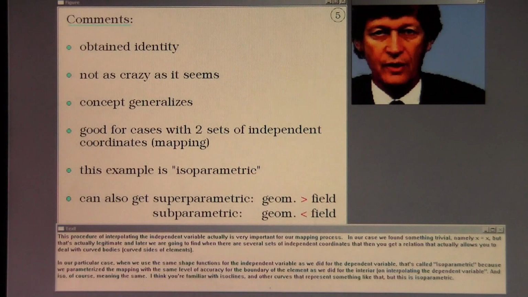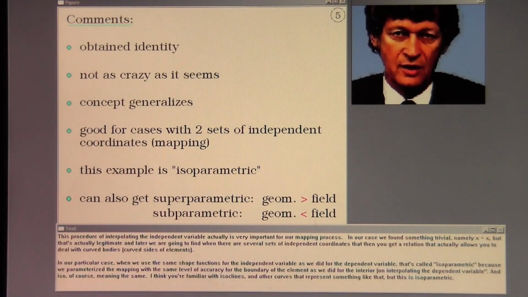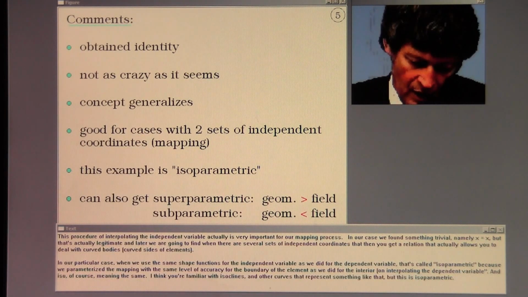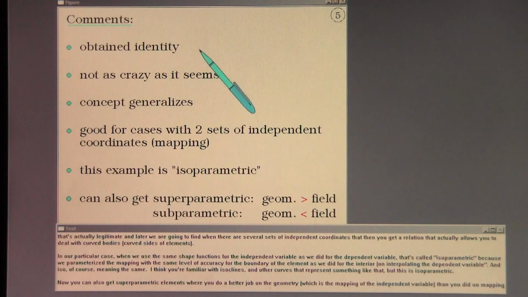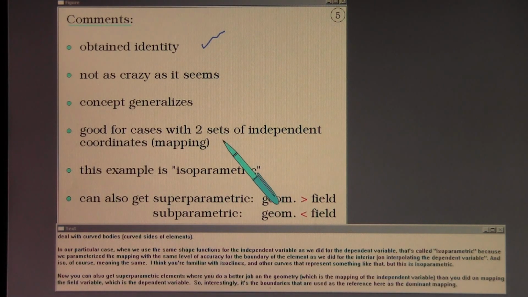This procedure of interpolating the independent variable actually is very important for our mapping process. In our case, we found something trivial, namely x equals x, but that's actually legitimate, and later we're going to find that when there are several sets of independent coordinates, you get a relation that actually allows you to deal with curved bodies, curved sides of elements.